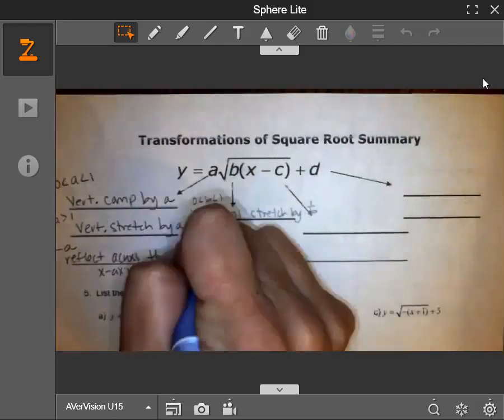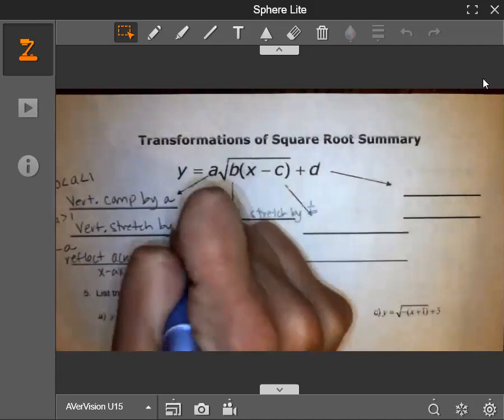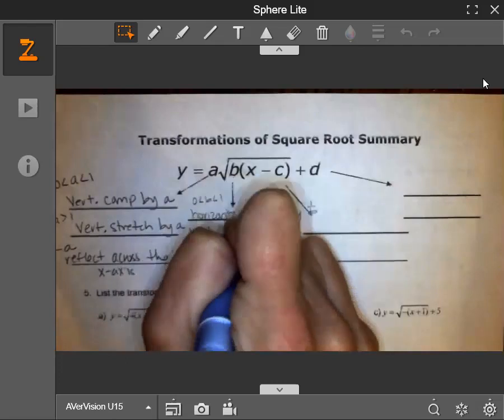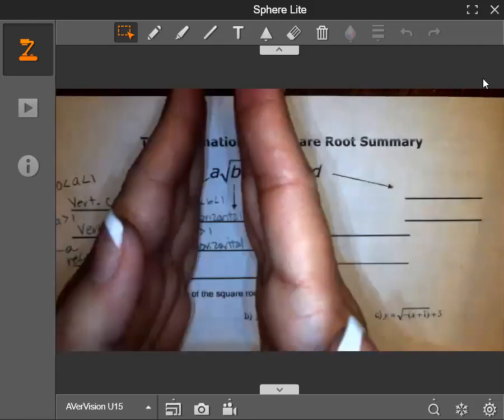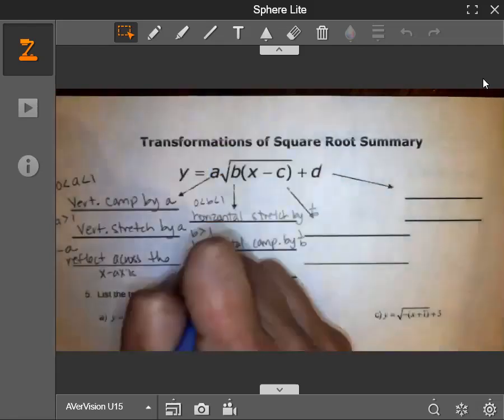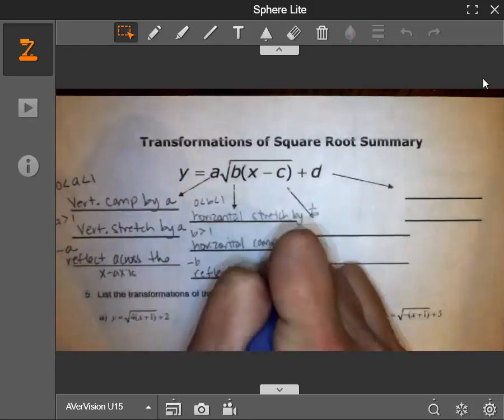For our B value being greater than 1, that is a horizontal compression by 1 over B. Again, we flip whatever number is right here for that scale factor, and a horizontal compression, you're taking it from the sides and squeezing it. And then the last one, if our B value is negative, it is a reflection across the Y.